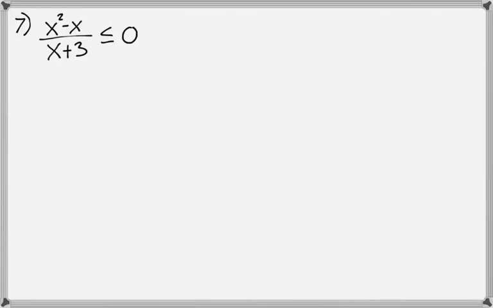Number 7, I'm dealing with a rational inequality. So I have a numerator and a denominator. I still want to factor it though. So if you factor an x out of the top, that will leave you with an x minus 1, and I still have the x plus 3 here.